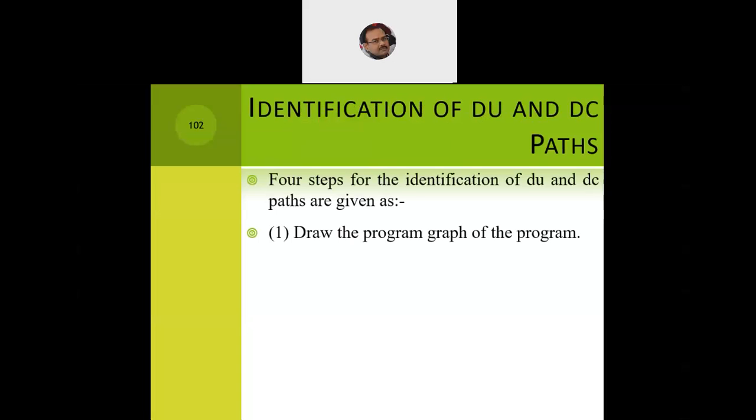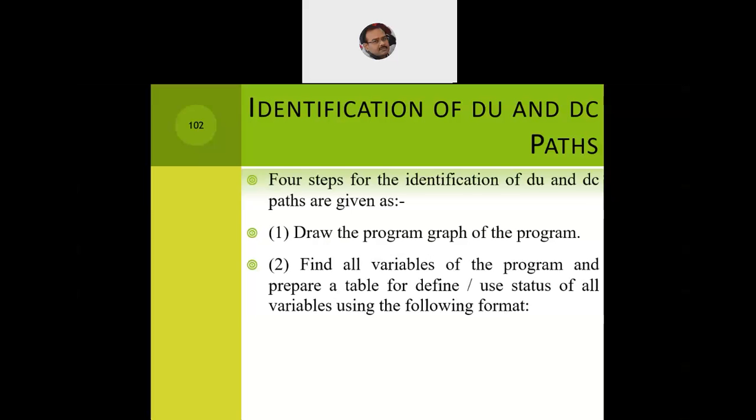First step, we draw a program graph, which I hope everyone is now comfortable with and will be able to draw without much of a problem. Then we identify all the variables of a program and prepare a table. This preparation of the table is important in this entire process. For define or use status, it means identifying those lines of code where the variable is defined, and those lines of code where the variable is used, for all the variables.